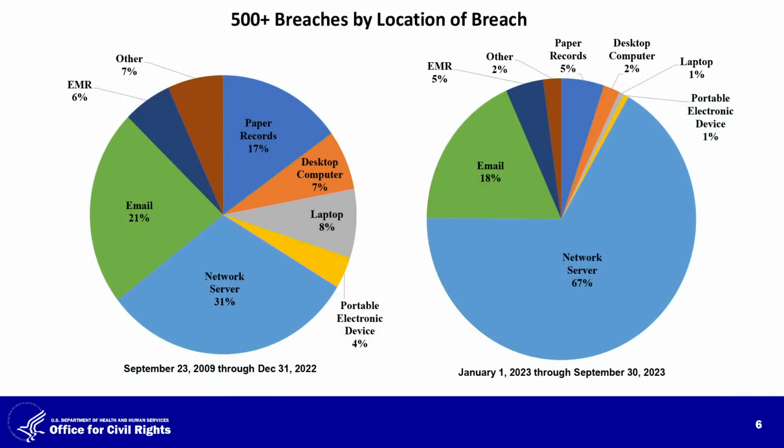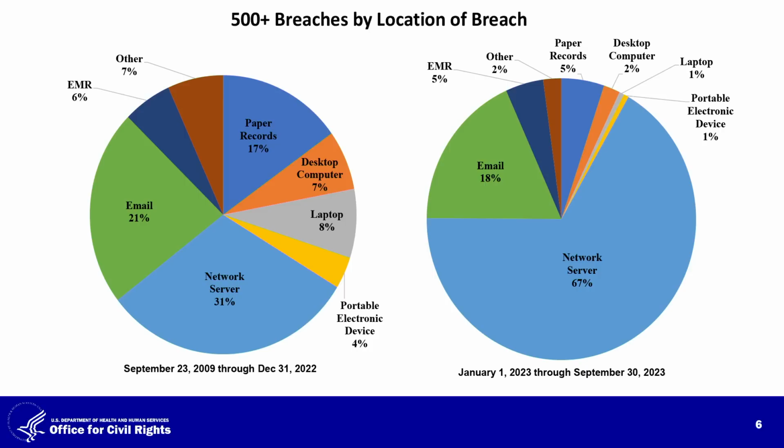Next, I want to look at where reported large breaches are occurring. Again, the pie chart on the left shows cumulative data from 2009 through December 31st, 2022. Here we see that network servers at 31% and email at 21% are the largest locations, and paper records are not far behind at 17%.